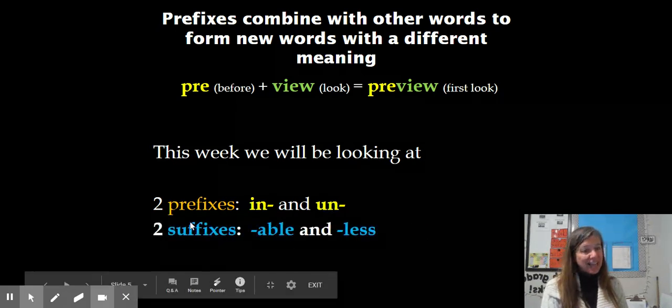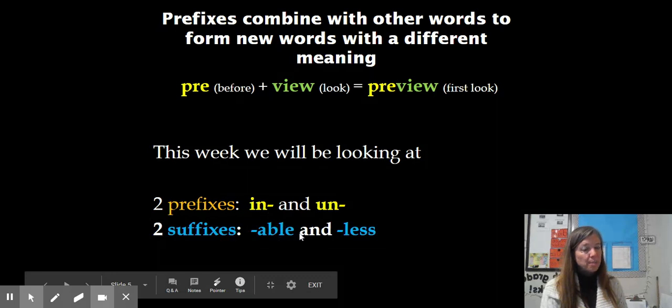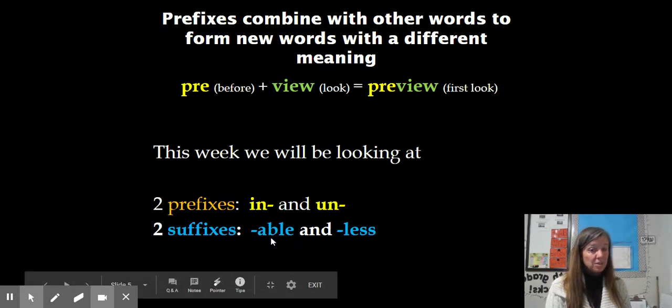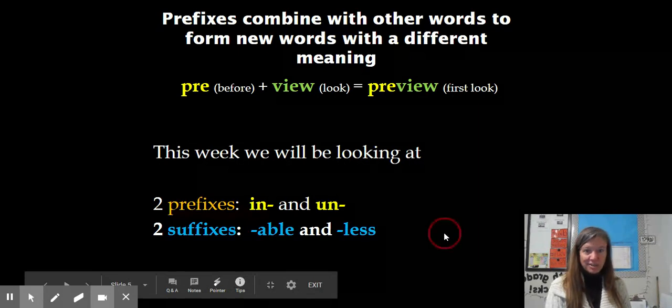Suffixes are at the end of a word. We're going to look at able and less. And if you think about it, we have two words in our vocabulary word list this week. We have unbelievable, so we have un and able, and then we also have speechless. So we're going to take a look at those.